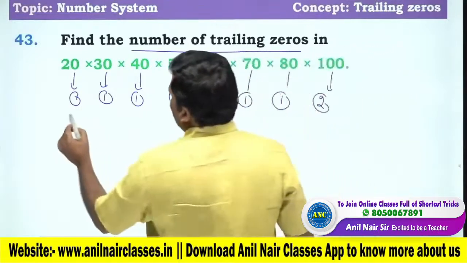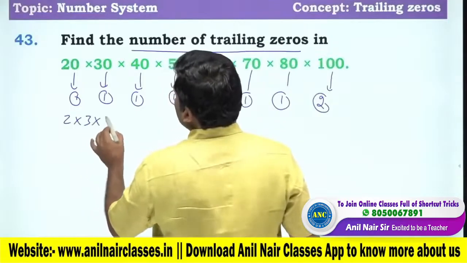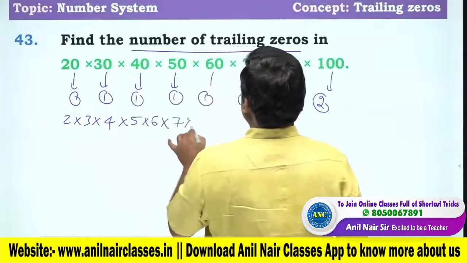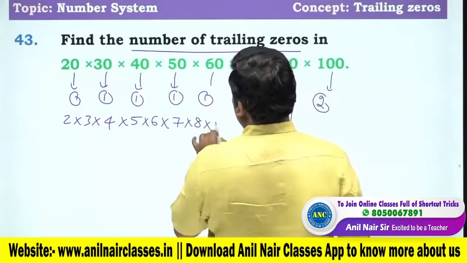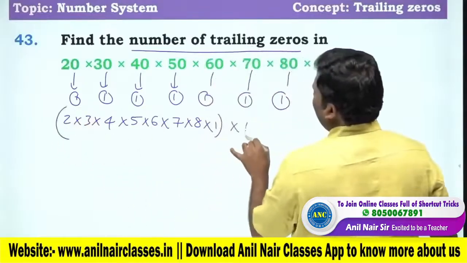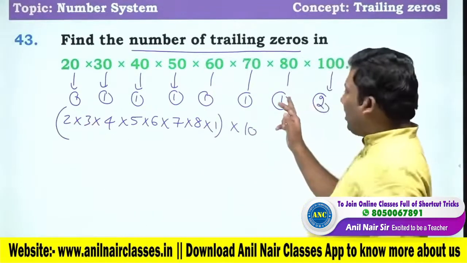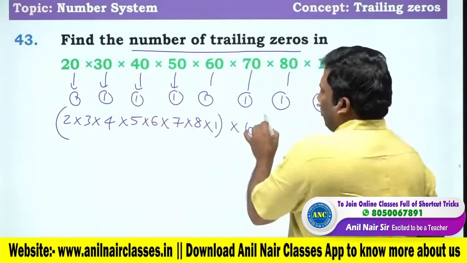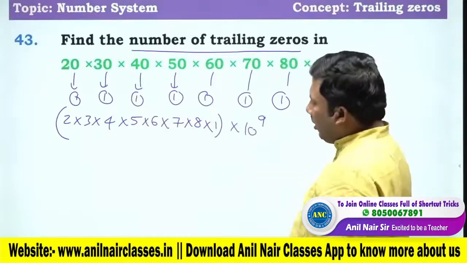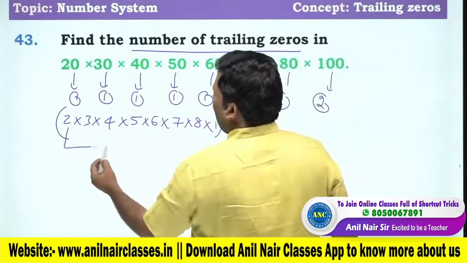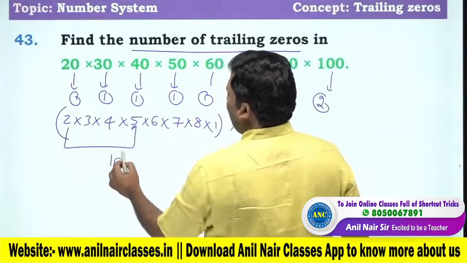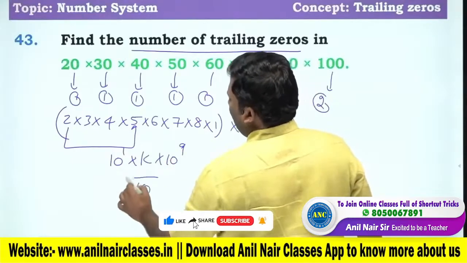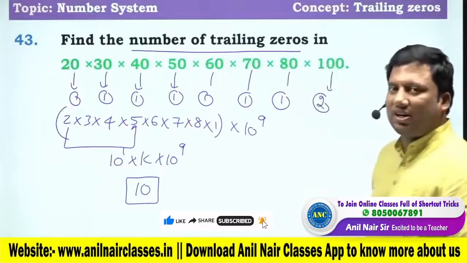And if you observe here, 2 into, what are the remaining digits other than multiples? 2 into 3 into 4 into 5 into 6 into 7 into 8 into 1, how many powers of 10 are there? How many zeros did I get? 2 plus 1, 3, 3 plus 1, 4, 5, 6, 7, 8, 9. So it is k into 10 power 9. Now if you see here, 2 into 5, 10. Another power of 10 we got. 9 plus 1. Number of trailing zeros in this expression is 10.